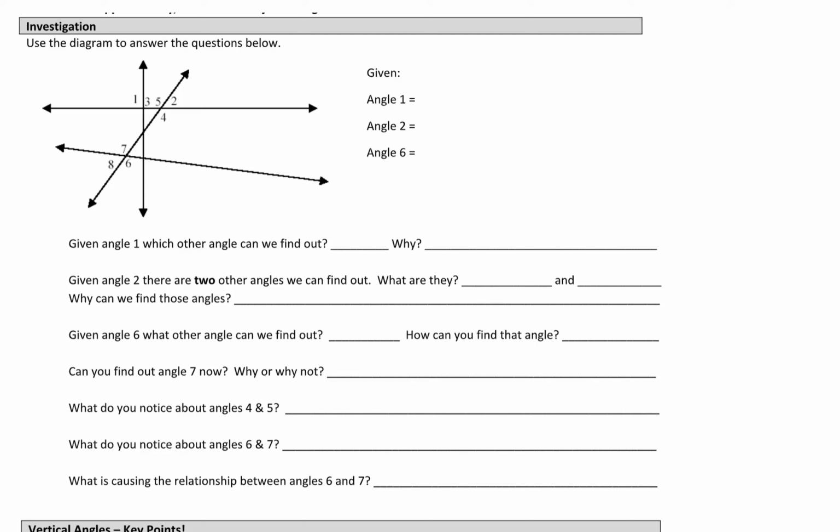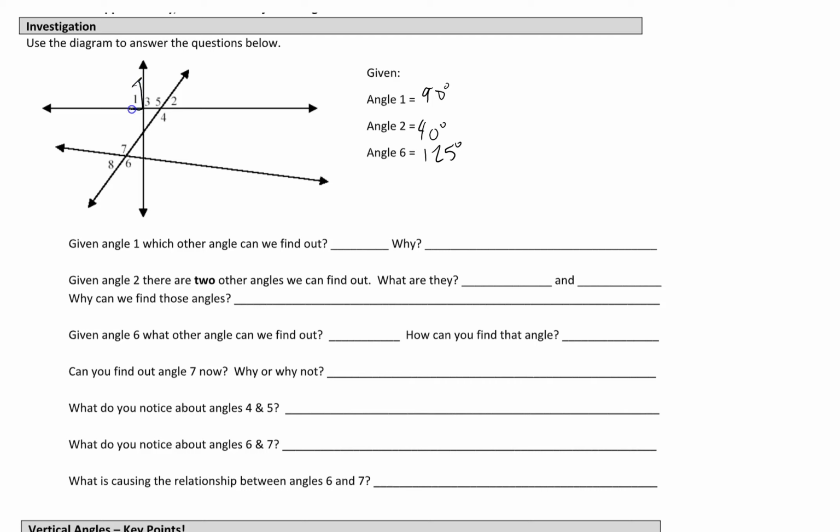We have a diagram and we are given certain angle measurements, and we're basically going to use these to try and find what the other degrees are. So we are given angle 1 is 90 degrees, angle 2 is 40 degrees, and angle 6 is 125 degrees. Given angle 1, which other angle can we find out?